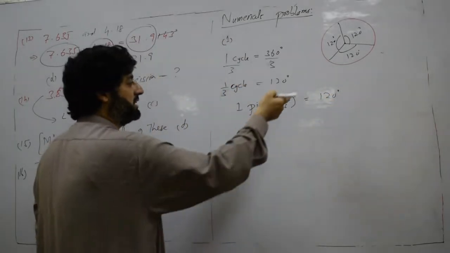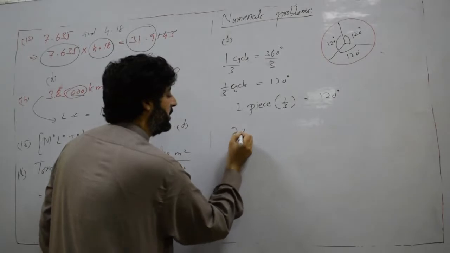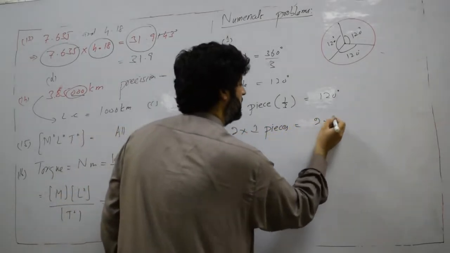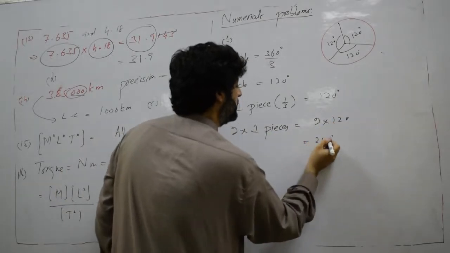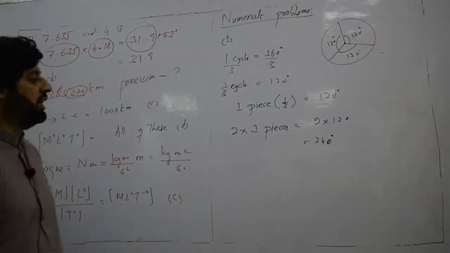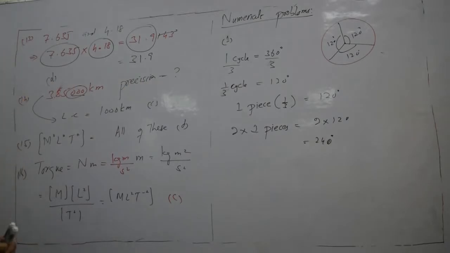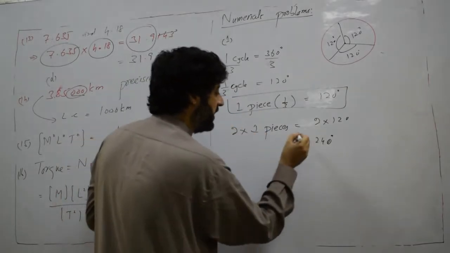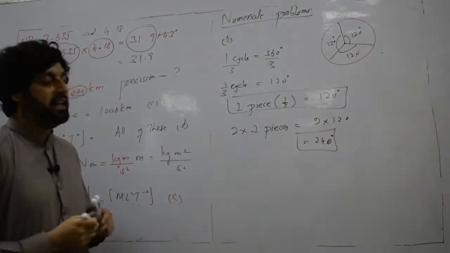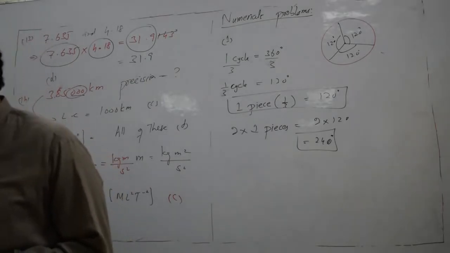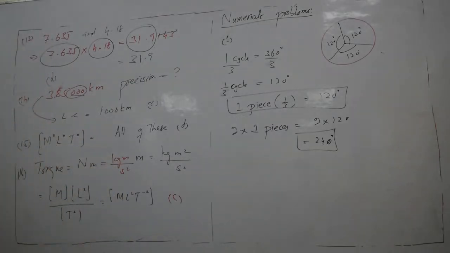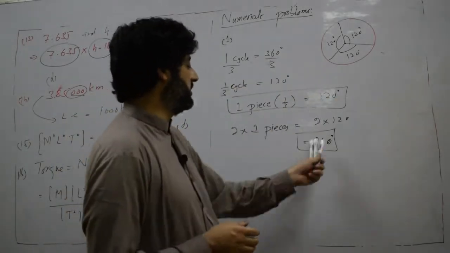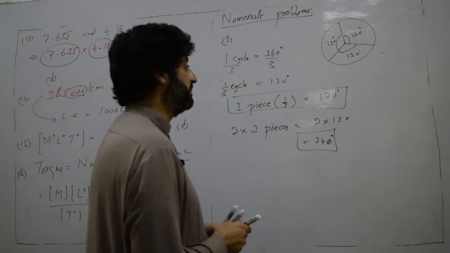While the remaining pieces are 2 pieces, so multiplied by 2 on both sides. So the remaining pieces will have 240 degrees. Okay. So one piece will have 120 degrees and the remaining 2 pieces will have 240 degrees. That is the measurement of angle in degrees. Now they ask to convert this degree into radians. Okay, so we have to convert this degree into radians.